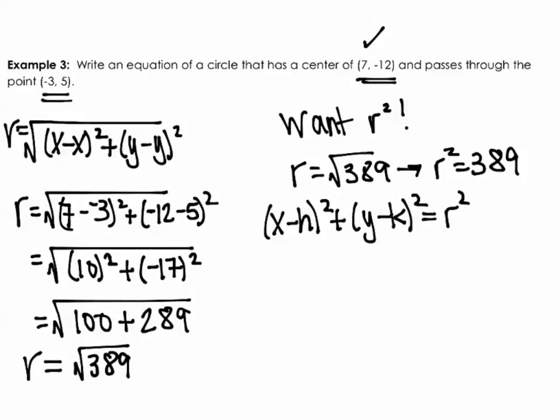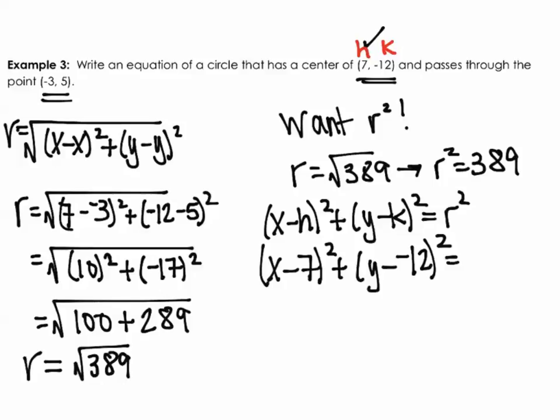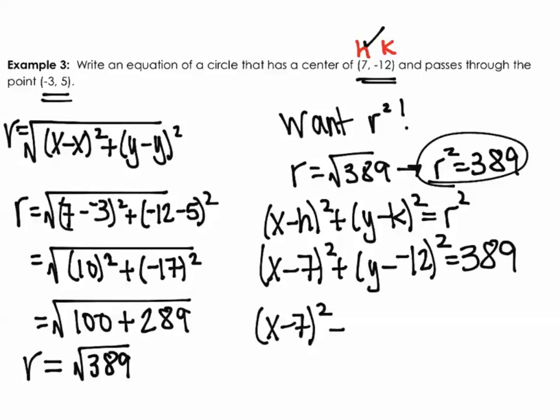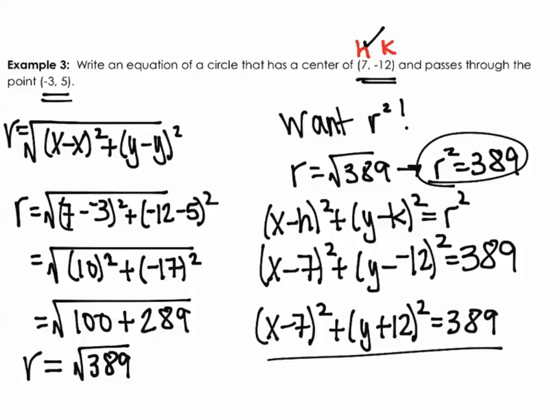So x minus h, my h is right here. These are my h and my k from my center. So (x minus 7) squared plus (y minus my k of -12) squared equals r squared. Guys, r squared is 389. So just go ahead and pop that in your formula right now. Clean it up, make it look all beautiful. (x minus 7) squared plus (y plus 12) squared equals 389. Great job.